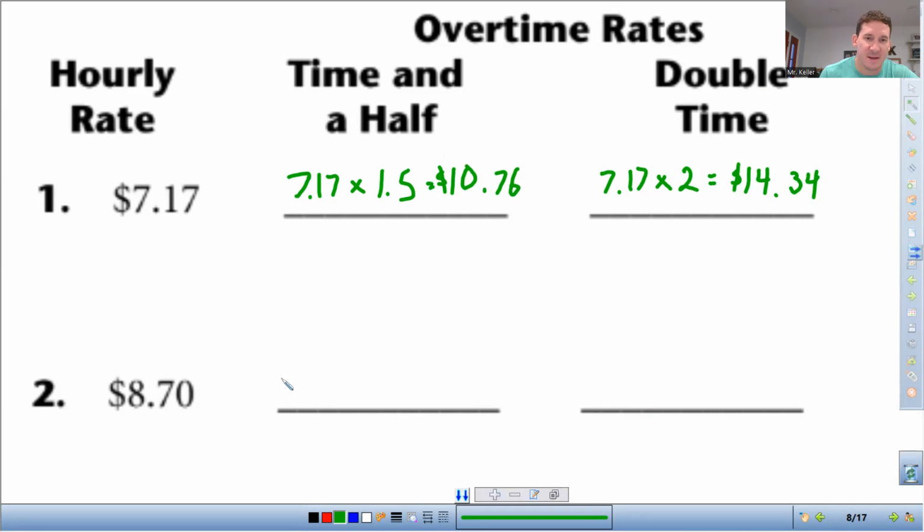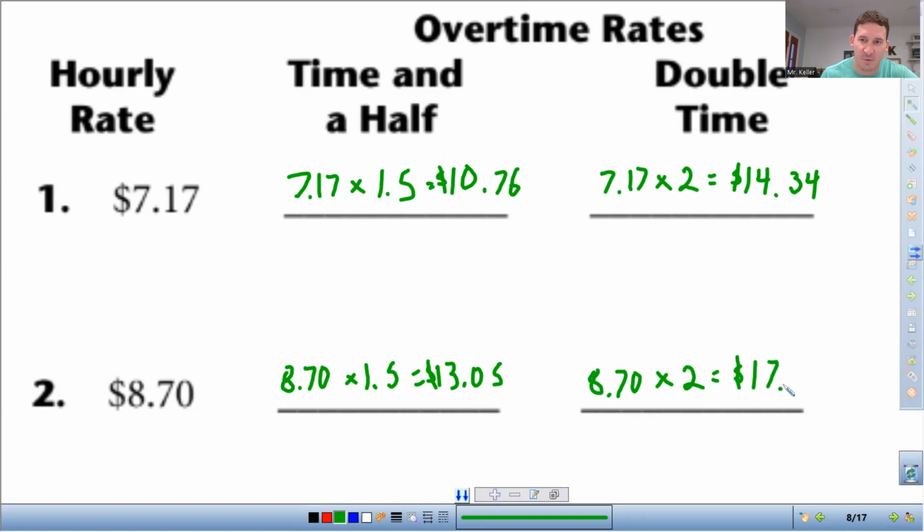All right, so let's do another example. To figure out time and a half, you take your hourly rate and multiply it by 1.5. That's 13.05. And then for double time, you take your hourly rate and multiply it by 2. And that comes out to $17.40. All right, real simple. So calculating out the rates is easy.